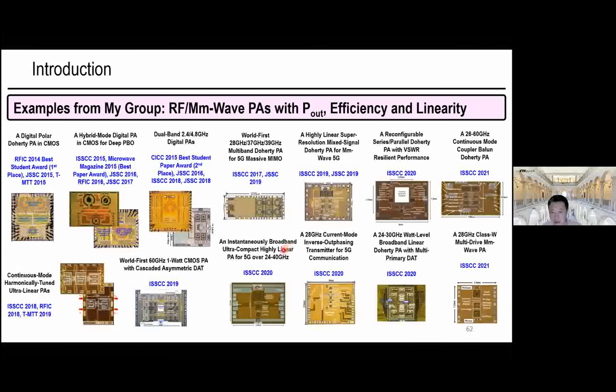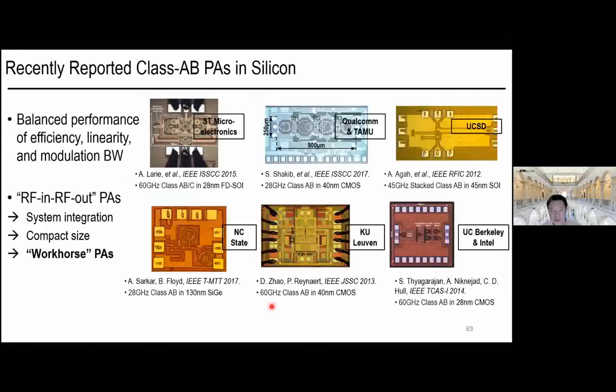Okay, so my group has been working on RF mmWave PAs in the past several years. This is actually the list of our example PA designs, right? The focus is, of course, on output power, efficiency, and linearity, and finding a balanced solution that can deliver all these three at the same time. Right. We look at the PA topologies, right?